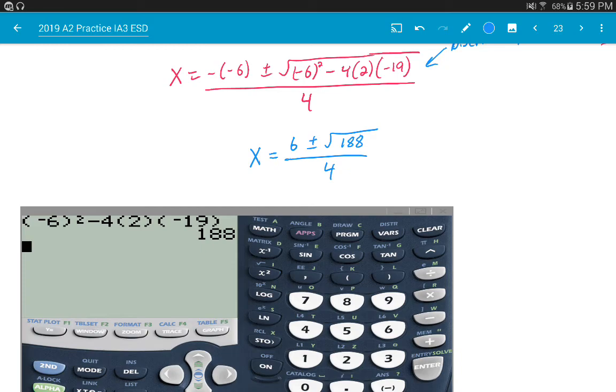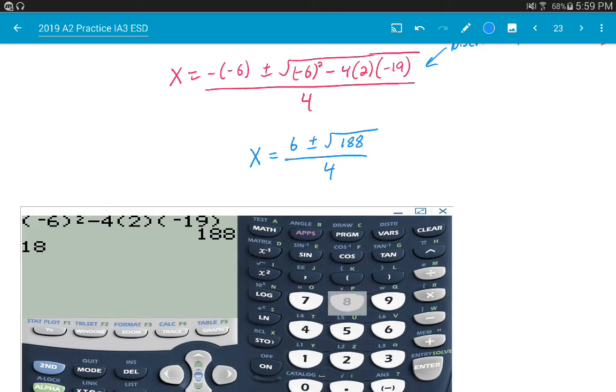We want to see if any perfect squares go into 188. So we're going to see, is 188 divisible by 4? It is. Is 188 divisible by anything larger than that? I don't think it is. 47 does not have any factors. No.